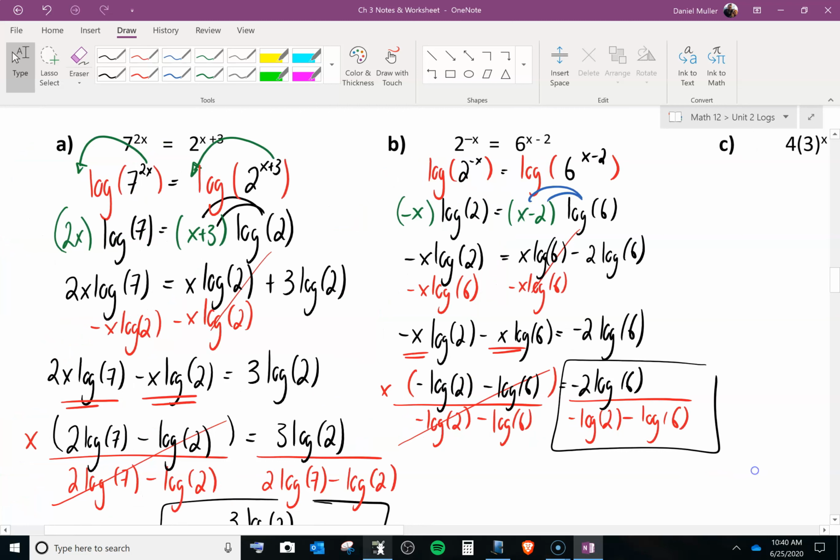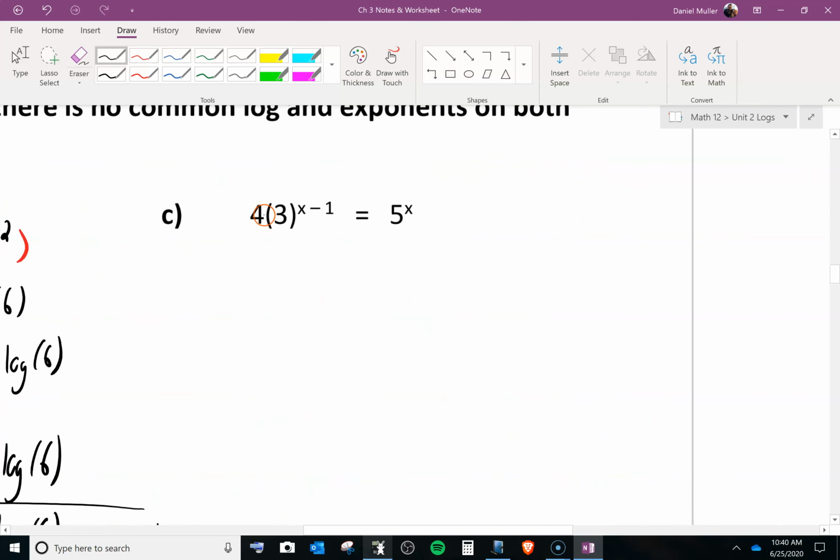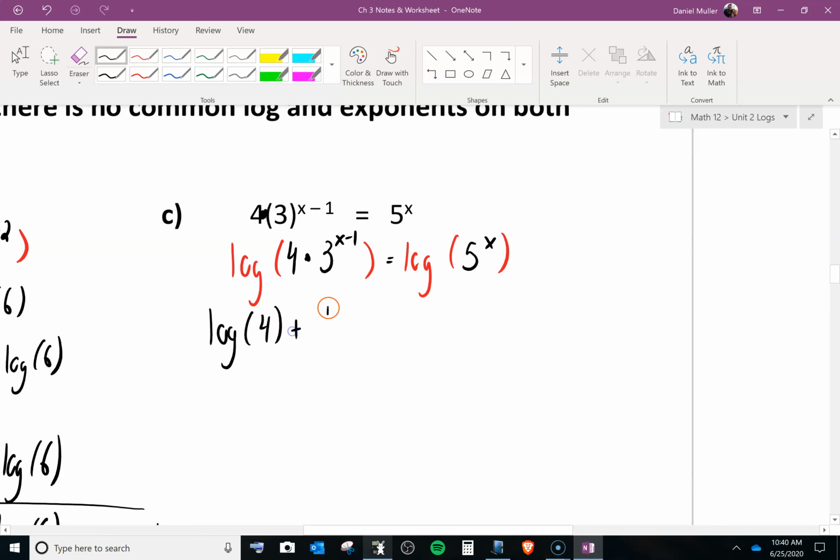So A and B, I consider that relatively quite difficult compared to what we've done, but C is the most challenging one. And the reason it's most challenging is just because it's got a times in here. And because it has a times, it means that when we take the logarithm, we're going to have to split it up to an add. So 4 times 3 to the x minus 1 and 5 to the x. So because this is a times, I can split it up into 2 logarithms that are being added. And that's the tricky part.